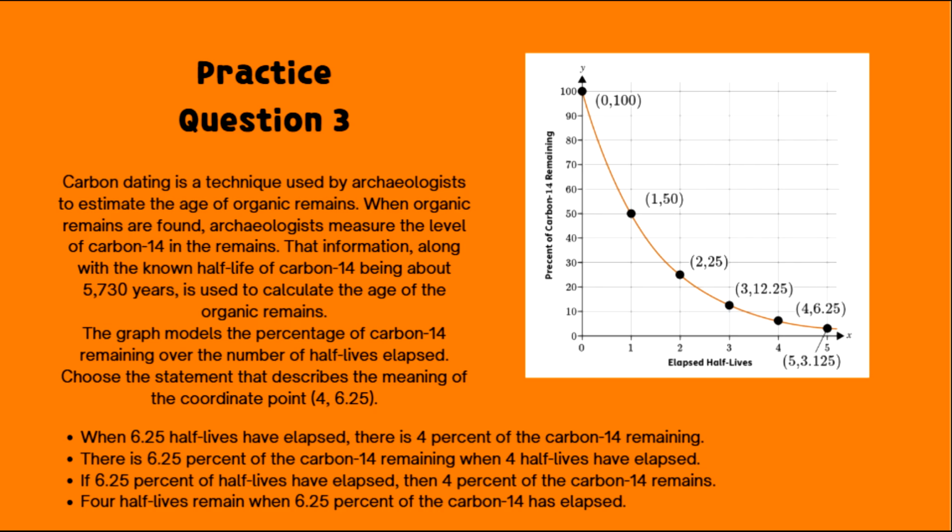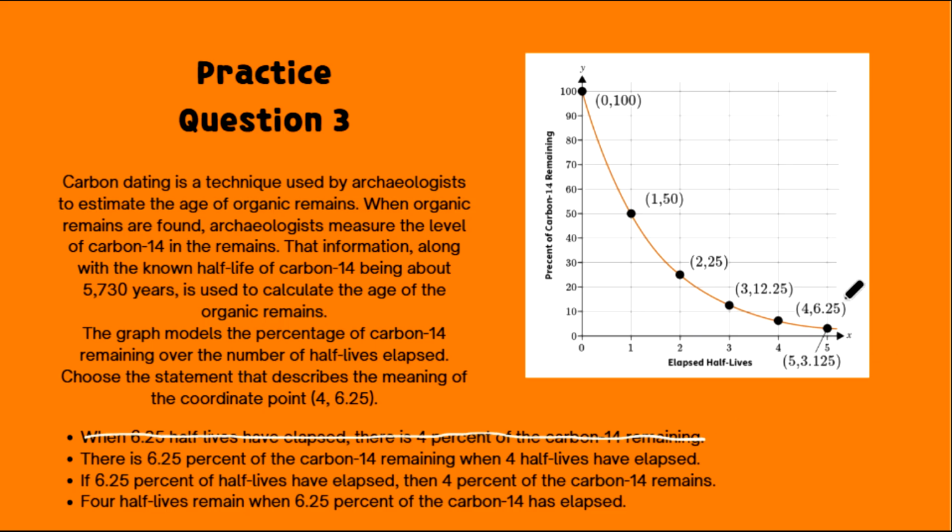Practice question 3. Carbon dating is a technique used by archaeologists to estimate the age of organic remains. This is all the same stuff we talked about before. The graph models the percentage of carbon-14 remaining over the number of half-lives elapsed. Choose the statement that describes the meaning of the coordinate point for 6.25. We're dealing with this point right here. What does this mean? So your options are: when 6.25 half-lives have elapsed. That's not right, because that would be over here somewhere. These are the half-lives. So this one's out.